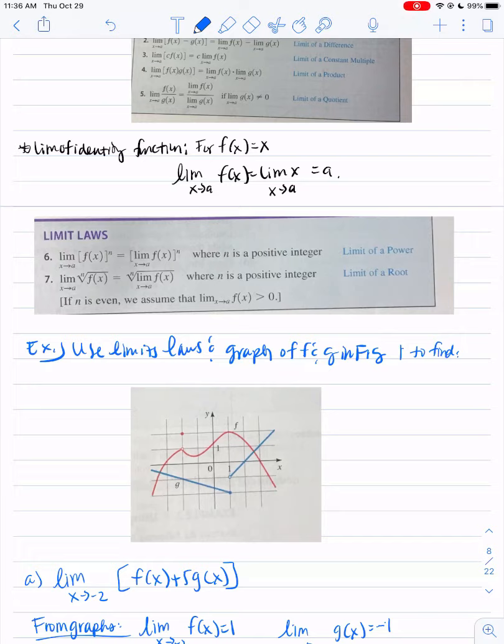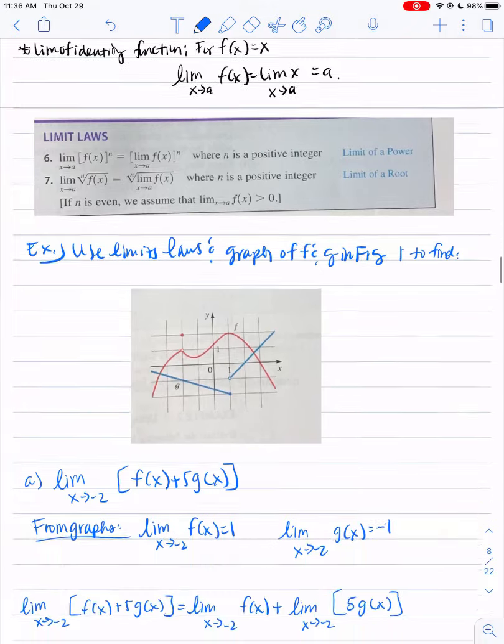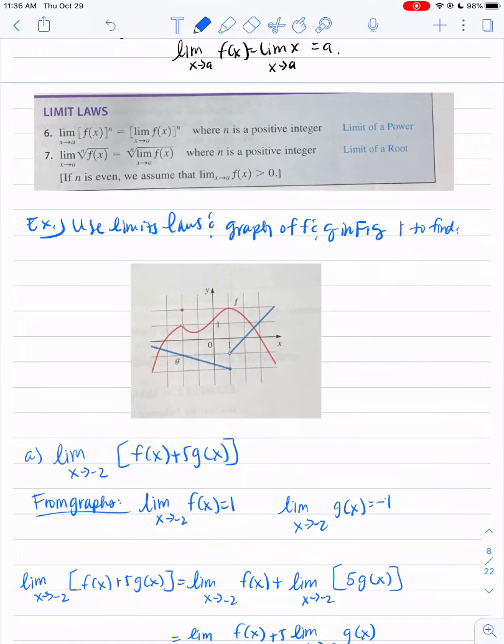And then we have the limit of the identity function. I think I go over it later, but I just wanted to go over it here too. If we have f of x equals x, the limit as x approaches a of f of x is just equal to the limit of x as x approaches a, because f of x equals x. And this equals a.